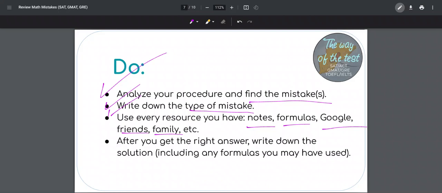And after you get the right answer, you want to write down the solution, including any formulas that you may have used. You may not even see the thing that you're copying again. Maybe your exam is in 2 weeks and you're just correcting the previous practice tests today, and you may not even go back and check. I still want you to copy, because just the act of copying things or writing things down is going to help you understand and remember what you're doing.